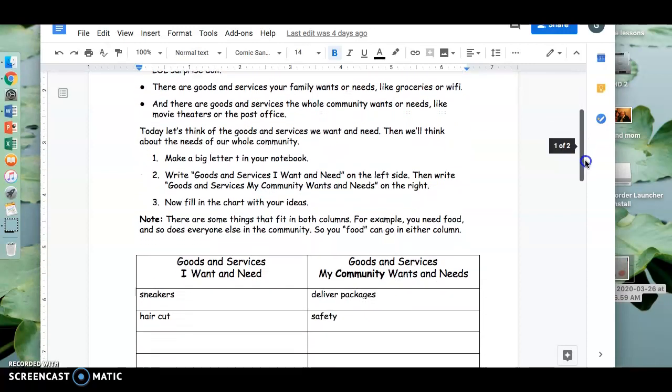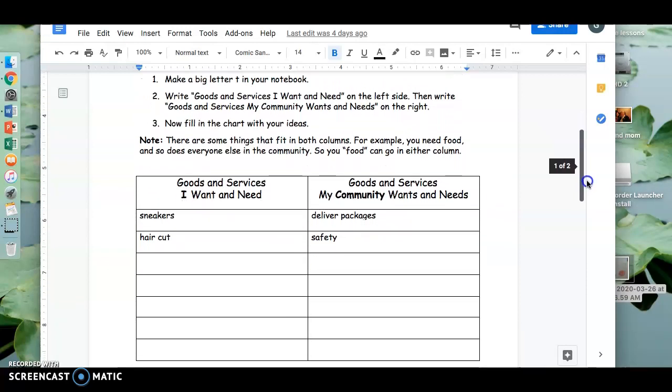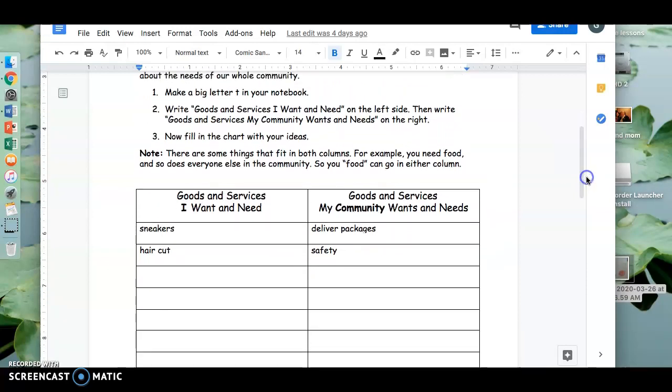Today, let's think of the goods and services we want and need. Then, we'll think about the needs of our whole community. Make a big letter T in your notebook. Oh, I'm going to make a T chart. Write goods and services I want and need on the left side. Then write goods and services my community wants and needs on the right.